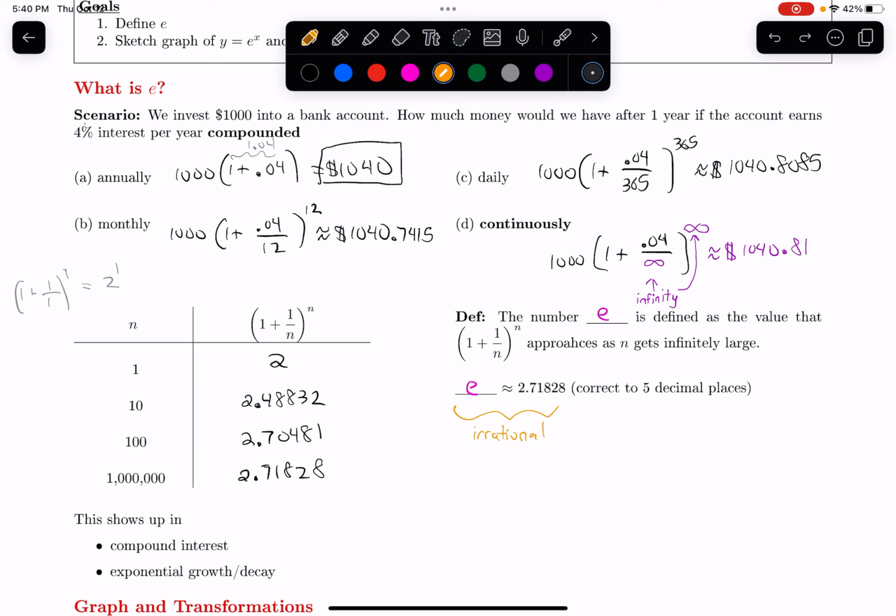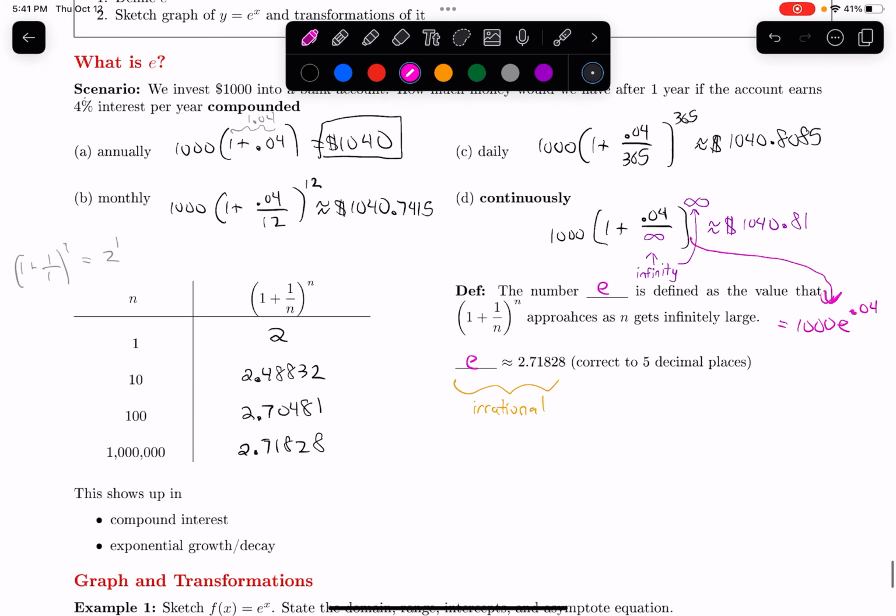So I mentioned that I made a simplification where I changed the 0.04 to a 1 in this table. If I do have a 0.04 there, it turns out that the exact value of this, so not approximately, but the exact value, will be 1,000 times e to the 0.04 power. That's the exact value. Okay, so expressions of this form, and therefore e, show up a lot in applications. They show up in situations involving compound interest like this, as well as in exponential growth and decay problems. And these are things that show up quite often in calculus.